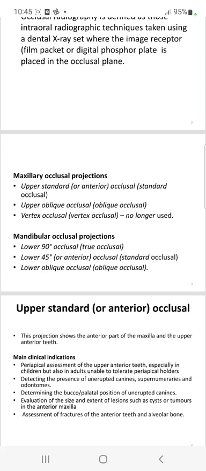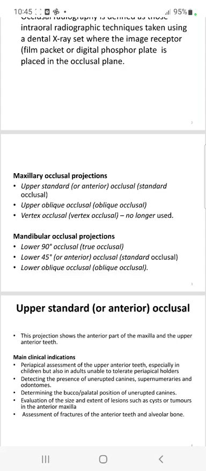The subclassification is, there are two types of X-rays taken, maxillary and mandibular. The maxillary subclassification includes upper standard for the anterior part of the mouth, and oblique for the side of the upper anterior teeth. The oblique occlusal X-ray covers mostly the posterior part of the upper maxillary, and the upper standard is used for the anterior part of the mouth.